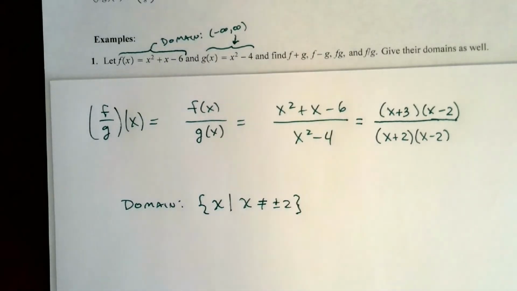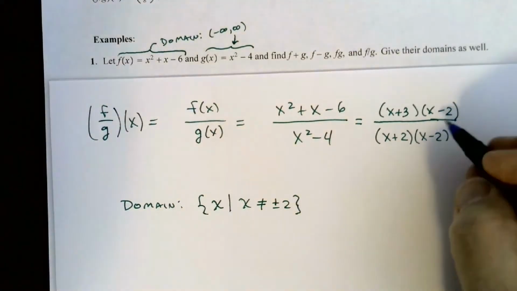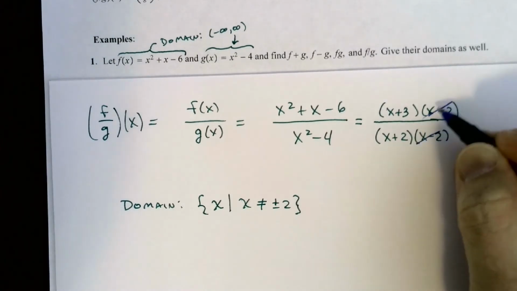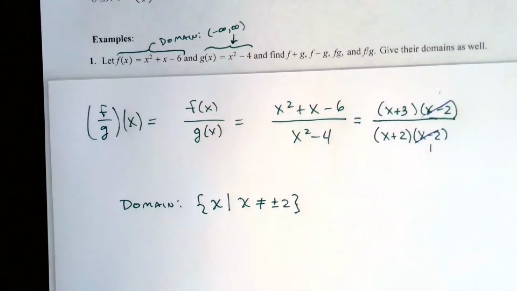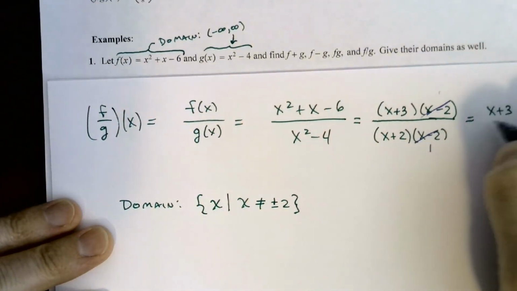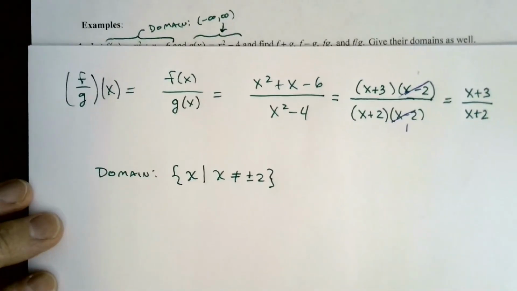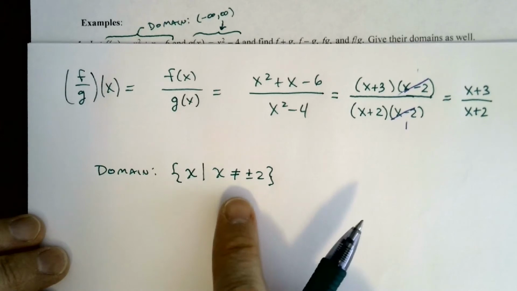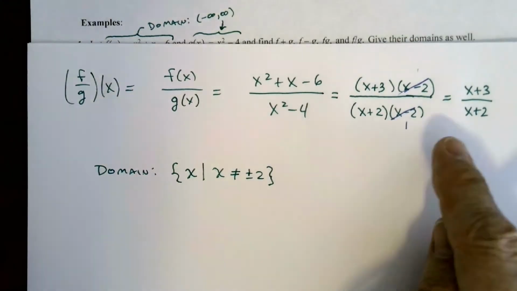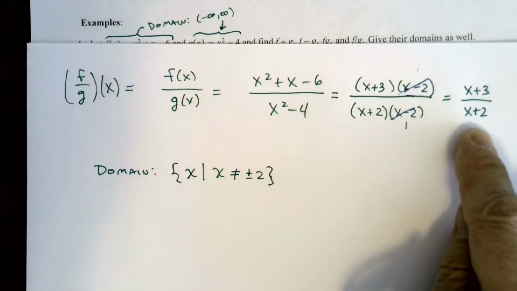And notice I have this common factor of x minus 2, which we can then simplify because x minus 2 divided by x minus 2 is equal to 1, right? And so, in a sense, I can simplify this way. Now, let me go back to our domain. The domain was all real numbers except for what? Plus or minus 2.